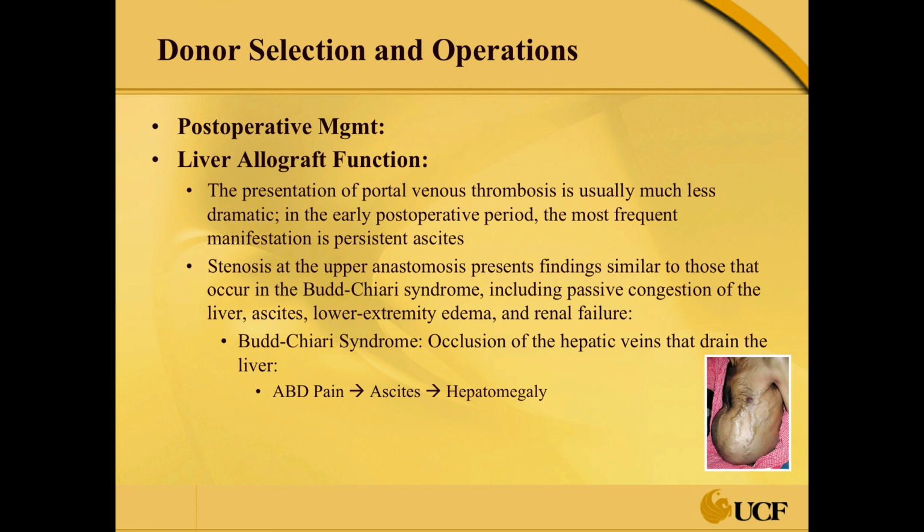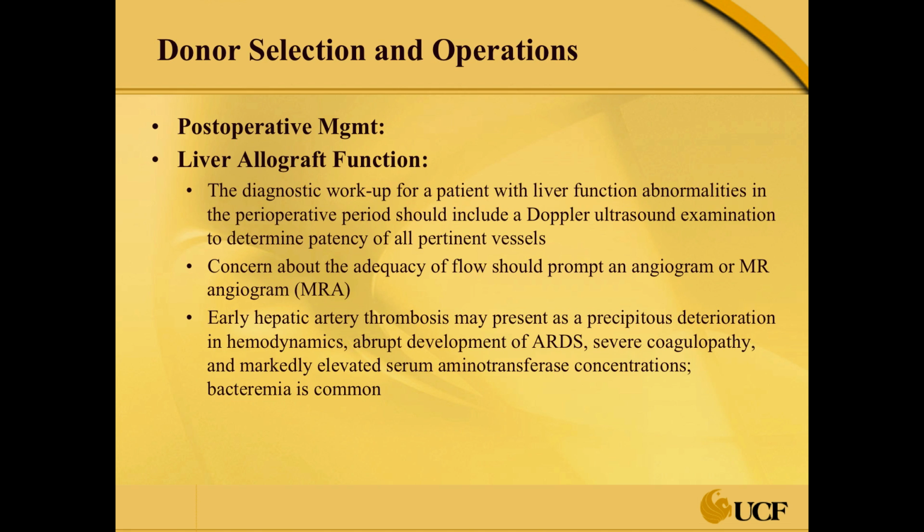If you're looking more at a venous issue, then it's going to be this persistent ascites, right? The ascites is serious. Obviously, this has to be fixed, but it's nothing like the problem you're going to see with an arterial thrombosis, where the patient presents in what looks like MODS, basically, all right?